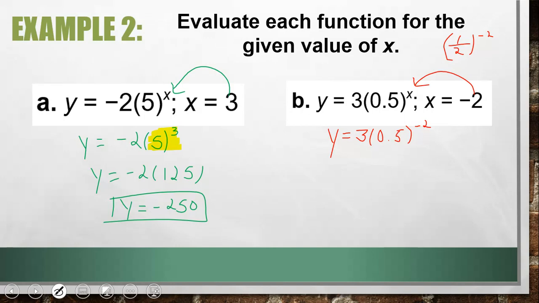So we have, and again, you can just put that in the calculator. Y equals 3 times 4. So your Y value is equal to 12. So pretty easy here on these two examples. All you're doing is plugging in for X and evaluating. Just make sure that you do your order of operations correctly, exponents before the multiplication.